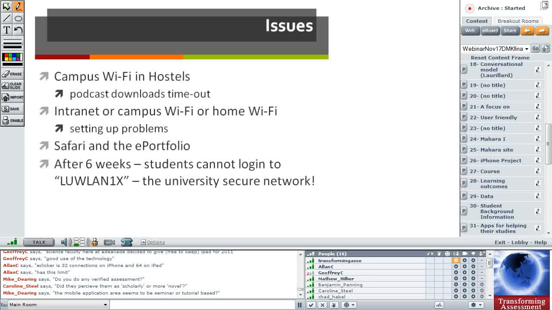The mic is correct. The mobile application area seems to be seminar or tutorial based. That's because of the nature of the face-to-face classes in terms of not having lectures, but having much more interactive types of environments. We identified lots of issues with Safari, the web browser, and the portfolio, which caused problems.